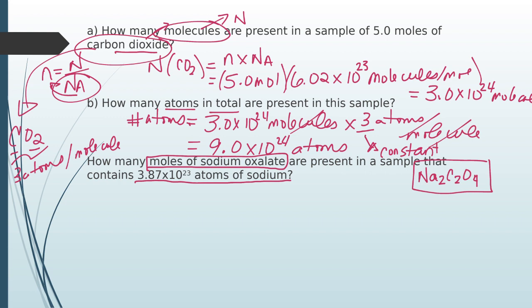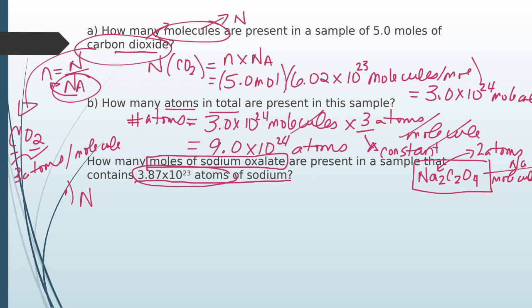Na2C2O4 is our formula for sodium oxalate. So what this tells us is that in every molecule, I have 2 atoms of sodium per molecule. So 2 atoms of sodium per molecule. And what I know is that I have this huge number of atoms of sodium. And from there, I can figure out the number of molecules that I have. So I'm going to have to do a couple of steps here.